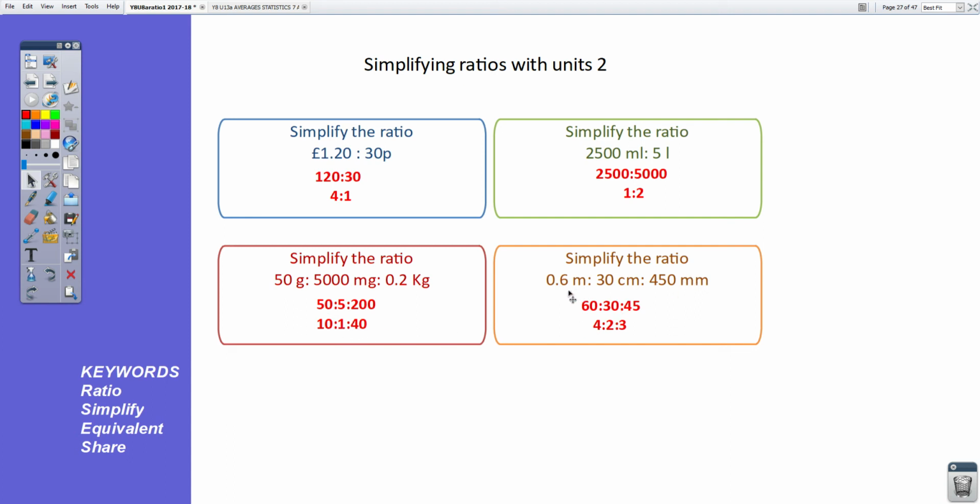Simplify the ratio here, change them all into centimetres: 60 centimetres, 30 centimetres, 45 centimetres. Divide each one by 15, 4 to 2 to 3. Quite tricky those ones. Moving on again.